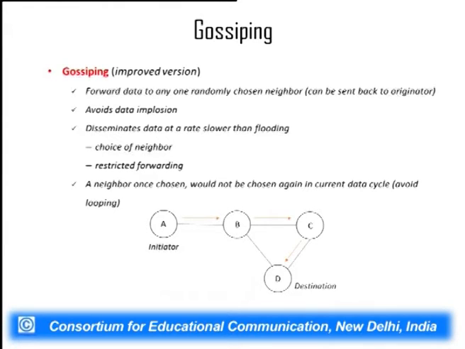Now, one thing that happens here is once a neighbor is chosen, it will never be chosen again in the current data cycle, just to avoid looping. We have discussed that a good routing protocol is one that should not fall into loops. So just to avoid loops, the data will not be forwarded to the initiator.